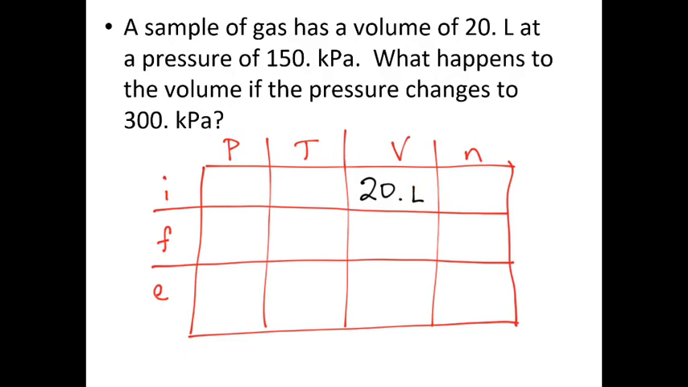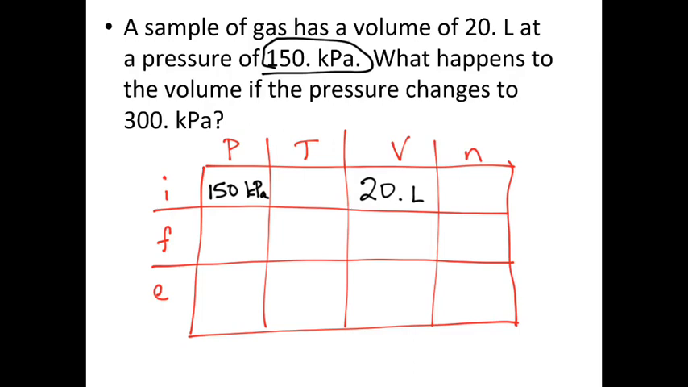All right, and then it says at a pressure of 150 kPa. Oh, goes under pressure. As long as your unit is consistent, you don't even have to include the units in the box itself, just in your final answer you'd want it.